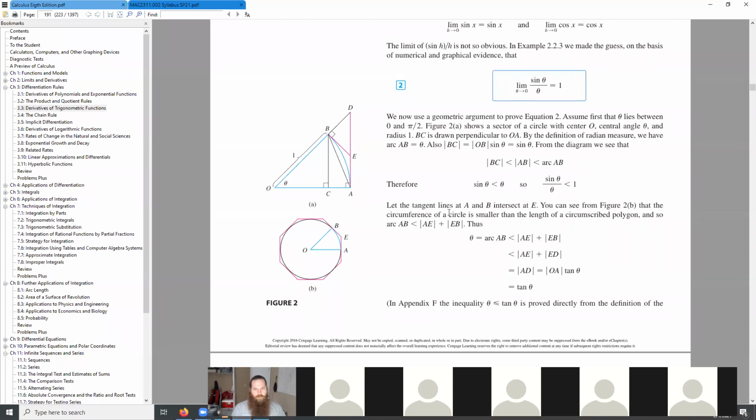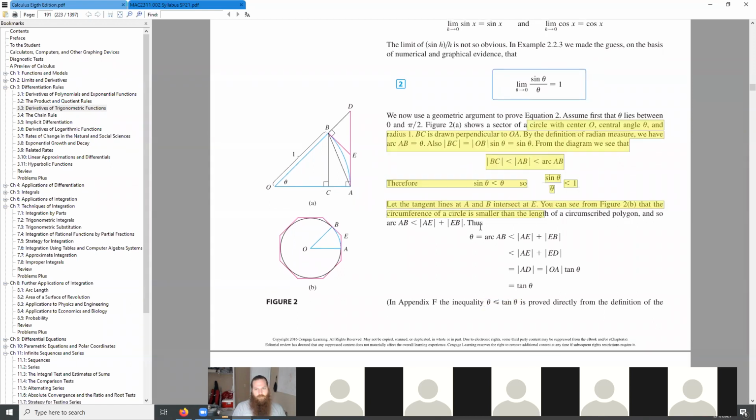And that you can write in terms of the tangent of theta, right? Tangent is opposite over adjacent. So that would be AD over OA. So tan theta is AD over OA, which means AD is OA tan theta. But what is the length from O to A? We're on the unit circle. This is a radius, so this is 1. So OA tan theta is just tan theta. So you get this collection of inequalities. Theta is smaller than tangent theta, and sine theta over theta is smaller than 1.